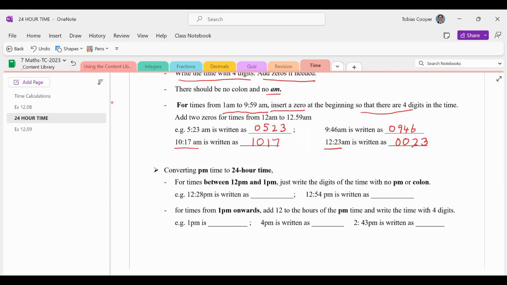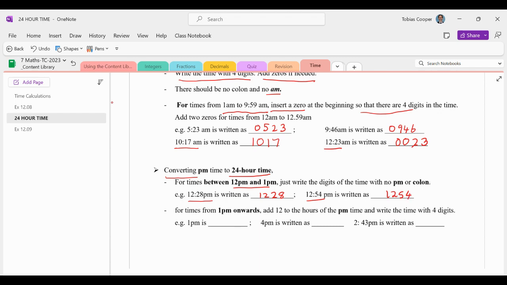Okay, now what about converting PM times to 24-hour times? Well, for times between 12 and 1, just write the digits of the time with no PM or colon. So let's have a look. This is between 12 and 1, isn't it? So to convert this to 24-hour time, this is PM, don't forget. I'm just going to write 12:28. What about this? I'm just going to write 12:54 with no AM or PM and no colon there.